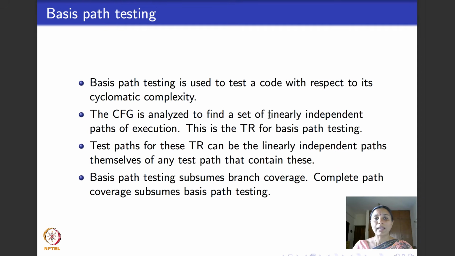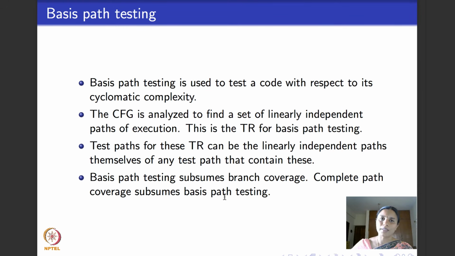And like we did for prime path coverage, basis path testing subsumes branch coverage or edge coverage. Complete path coverage in turn subsumes basis path testing. If you're confused, what I'm trying to say is that linearly independent paths correspond to what we saw as prime paths. The only difference is simple paths versus non-simple paths. So basis path testing is more or less the same as prime path testing. So how will I come up with a set of test requirements for basis paths? What are basis path testing test requirements?